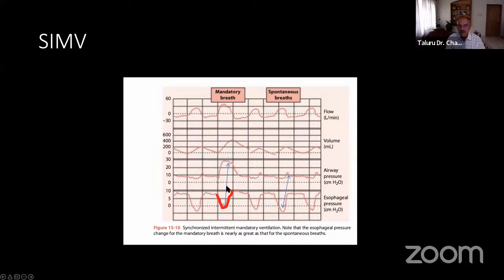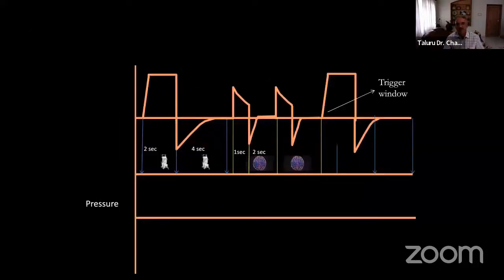Suddenly, every fourth or fifth breath, if you put a mandatory breath, the diaphragm is not going to stop contracting. It is going to contract, and it is not going to contract in synchrony with the mandatory breath. So SIMV is a very asynchronous way of ventilating patients. You don't require SIMV to ventilate anybody. See here, the ventilator is 2 seconds, 4 seconds, but you are breathing at 1 second, 2 seconds. Suddenly, why would your brain adapt to 2 to 4 seconds? It doesn't adapt. Look at the contractions.